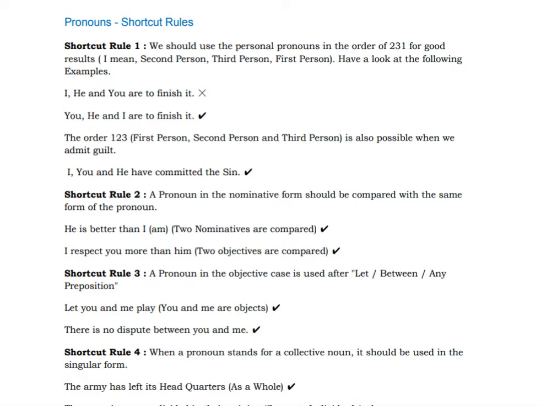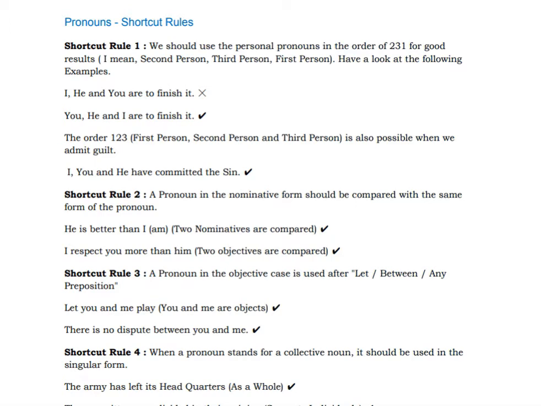We should use the personal pronouns in the order of 2, 3, 1. What is 2? Now here, personal pronouns. I is the first person, but you will be second person, and he, she, it will be third person. So when we are using I, you are referring to the first person. So what will be the order there? I should be last.